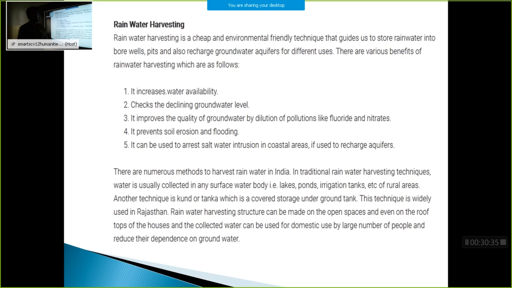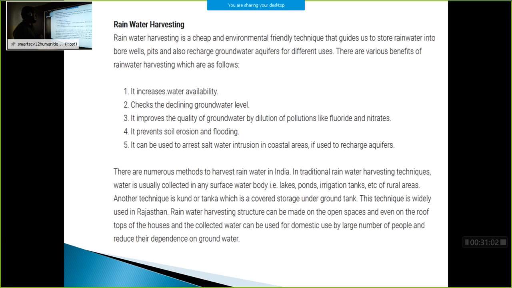In Kerala, you can see lots of houses with rainwater harvesting techniques from their rooftops. Rainwater harvesting is a cheap, environmentally friendly technique that guides us to store rainwater in bore wells and pits, and also recharge groundwater aquifers for different uses. There are various benefits of rainwater harvesting, which are as follows.